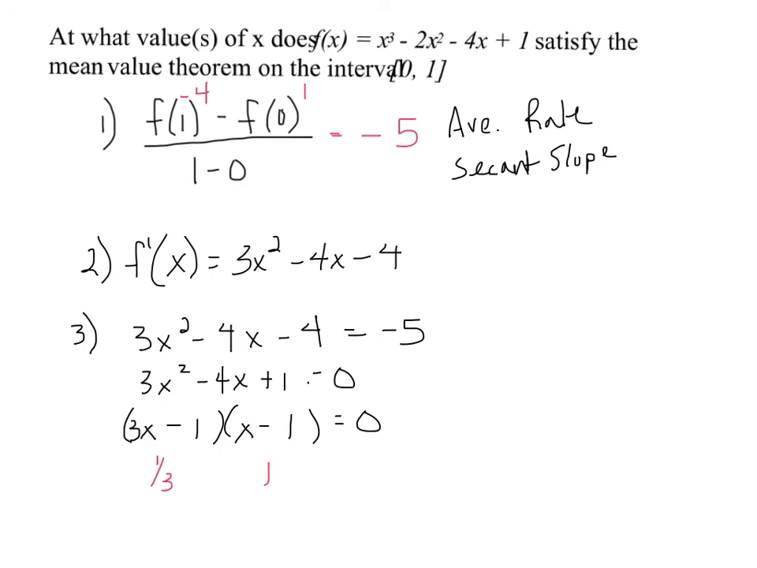Well, remember that the mean value theorem says it has to be an interior point. Well, the interval was from 0 to 1. So that takes this out. This is an endpoint, okay? This is an endpoint, and therefore it doesn't satisfy the mean value theorem. Okay? Whereas 1/3 is an interior point, so that is the point of x that satisfies the mean value theorem.